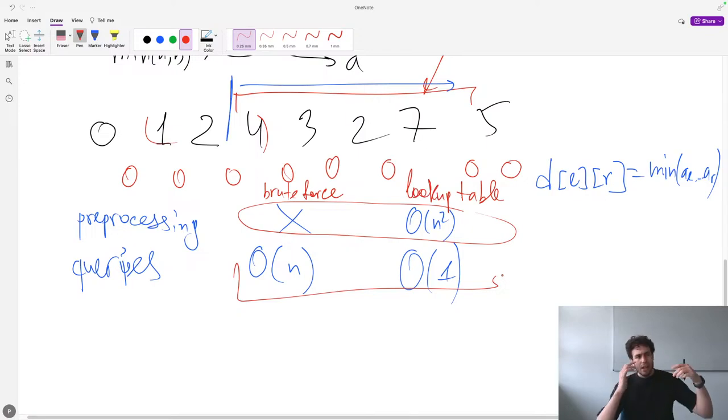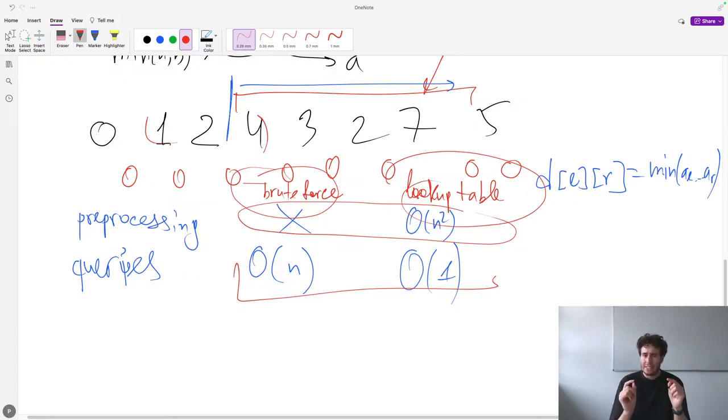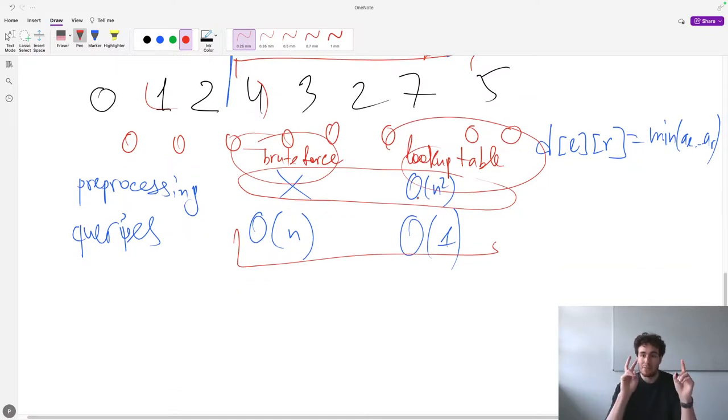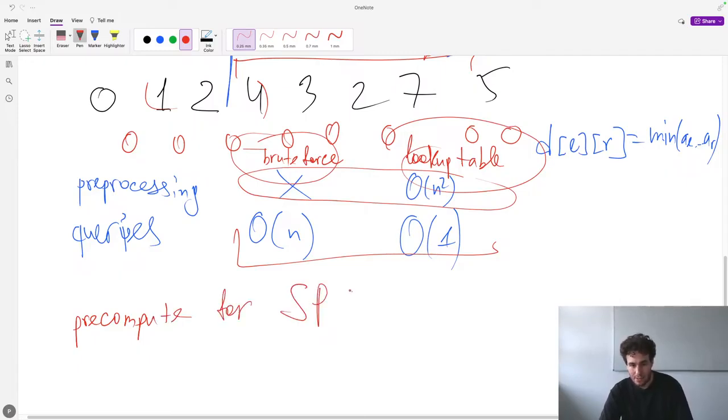And in general, I want to say that these algorithms, brute force and lookup table, and also prefix sums, they all have something in common. And I want to say that basically all kinds of data structures that do this kind of queries on segments, range queries, have something in common. I want to say that all of them store the answer for some segments. So they pre-compute the answer for some special segments, right?